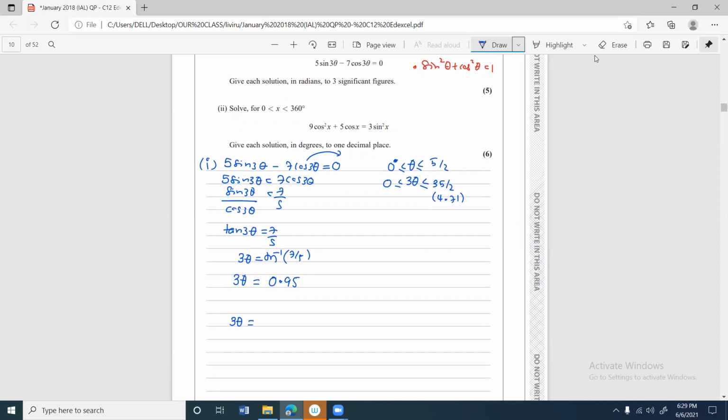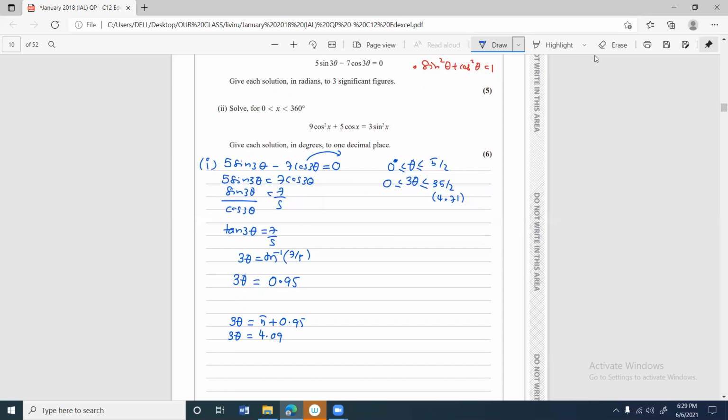We know that for tan, the next solution comes with 180 plus theta. In radians, it should be pi plus the value of it. So the answer is 3 theta equals 4.09, and that's also within this range. Now you can see you cannot proceed further.